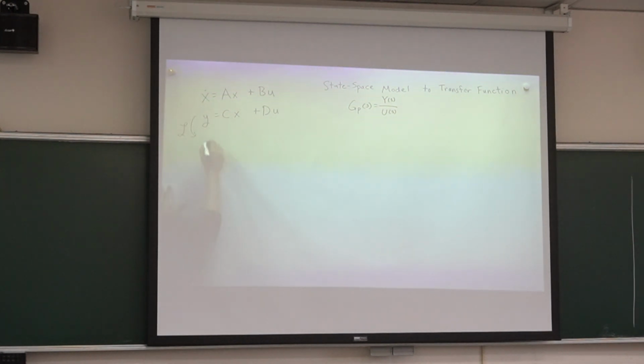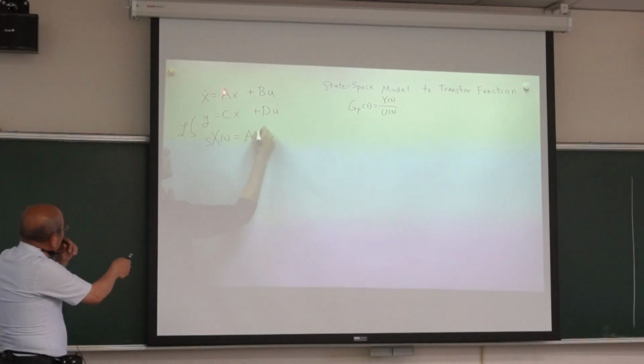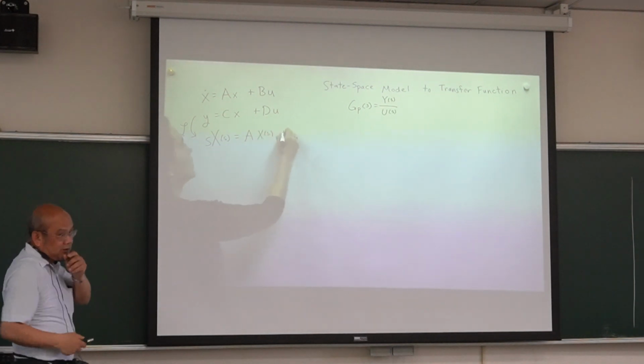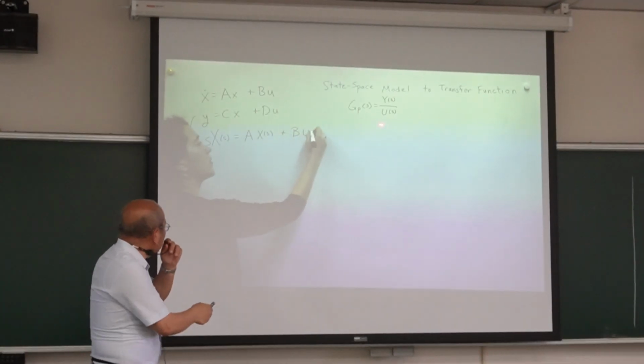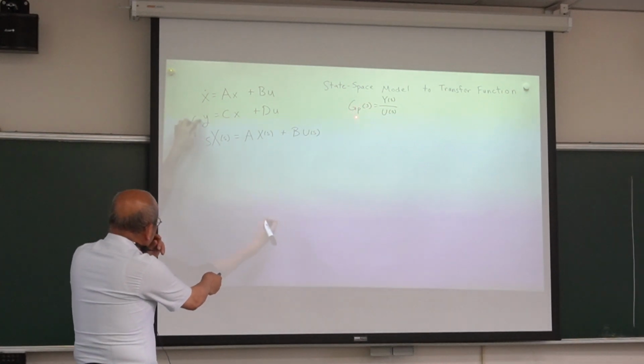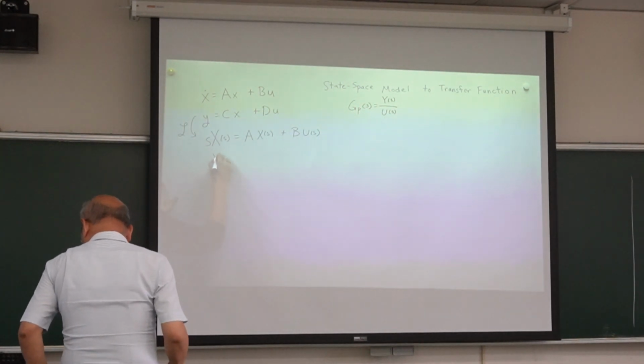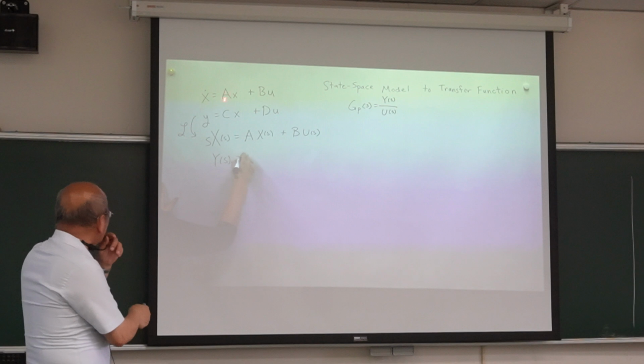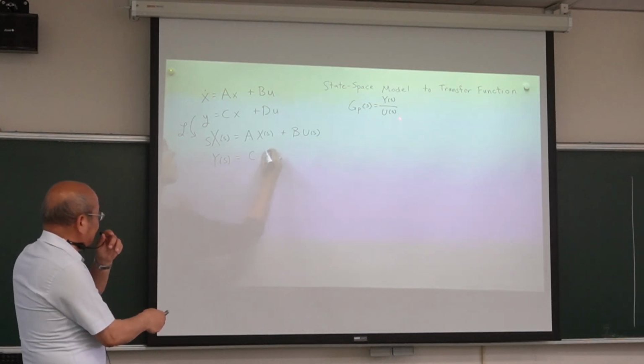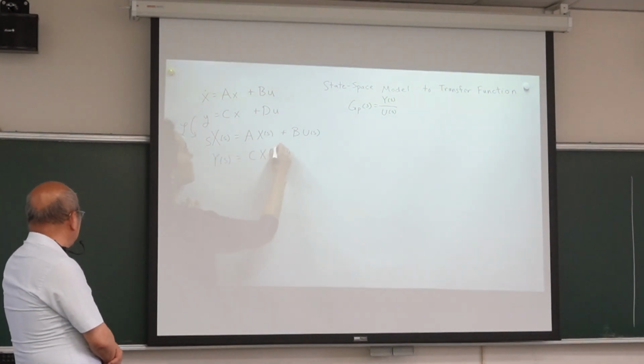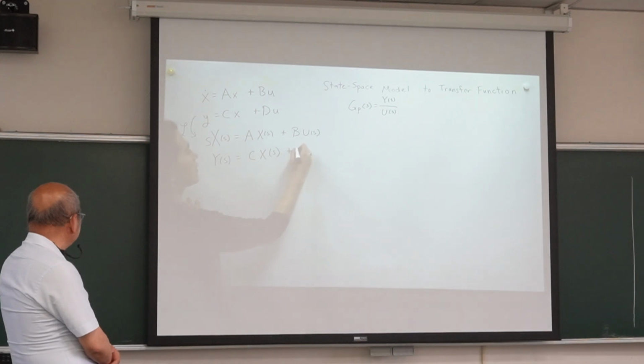Okay, so one derivative, so we get s times x of s. For state space, we have parameters A, B, C, D. For transfer function, we have the parameter G of s. So how can we convert A, B, C, D to G of s? y equals C times x of s plus D u.